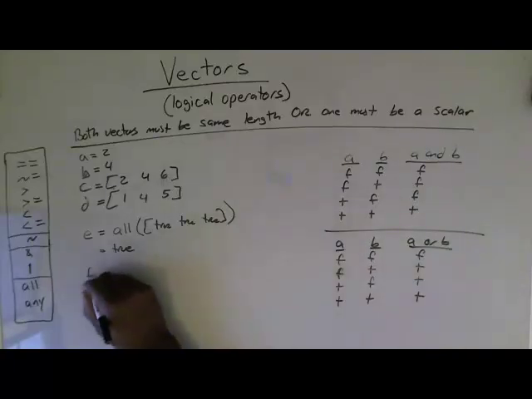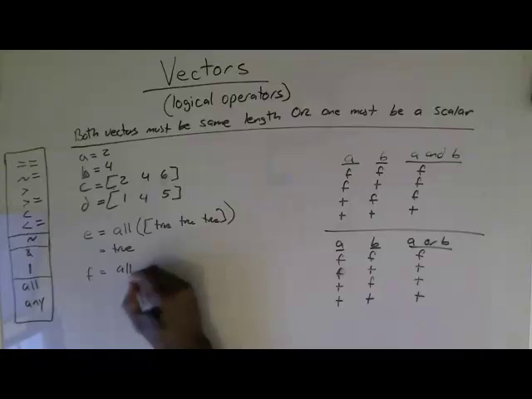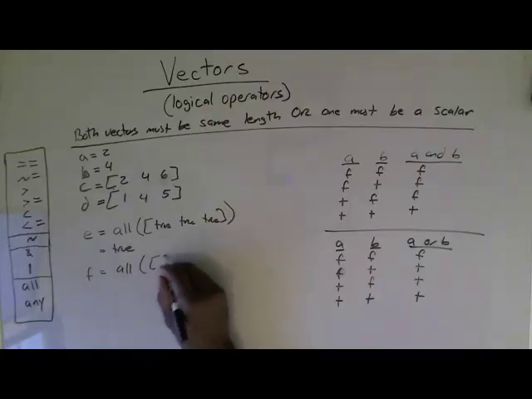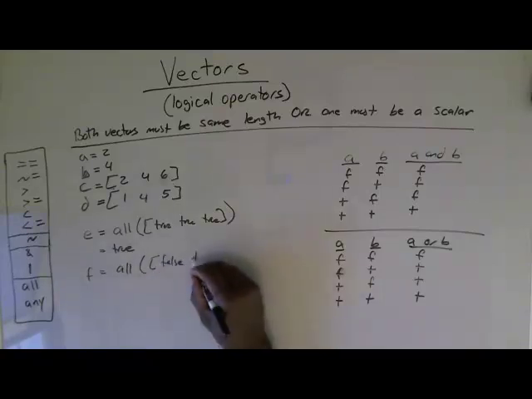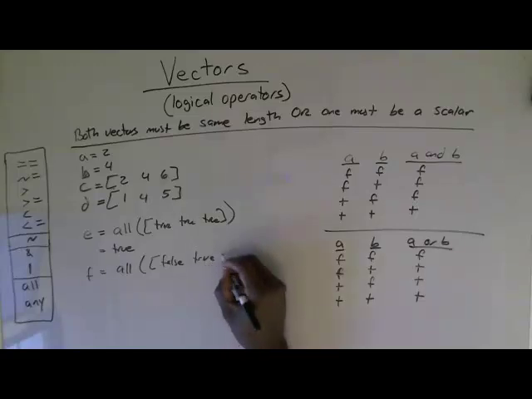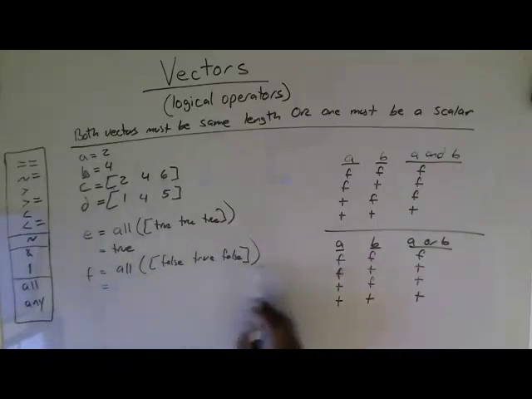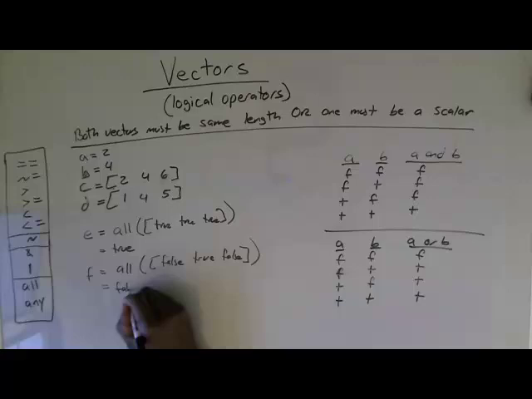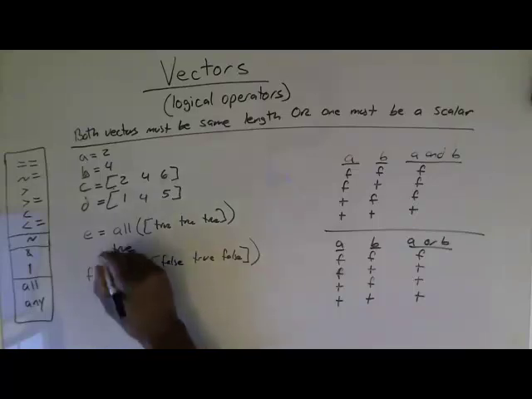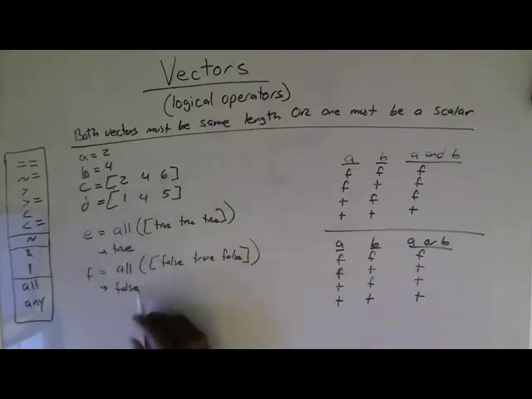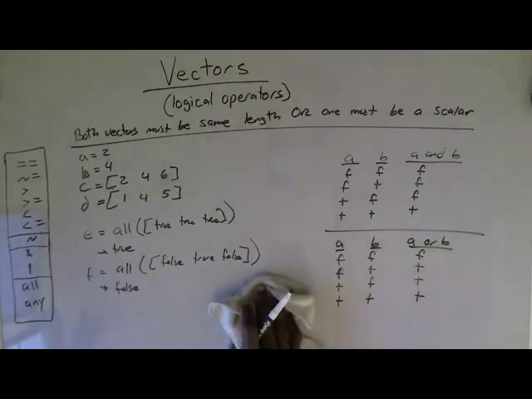If I had a vector F and I did all false, true, false, then all of these things are not true, so F is going to be false. Okay.